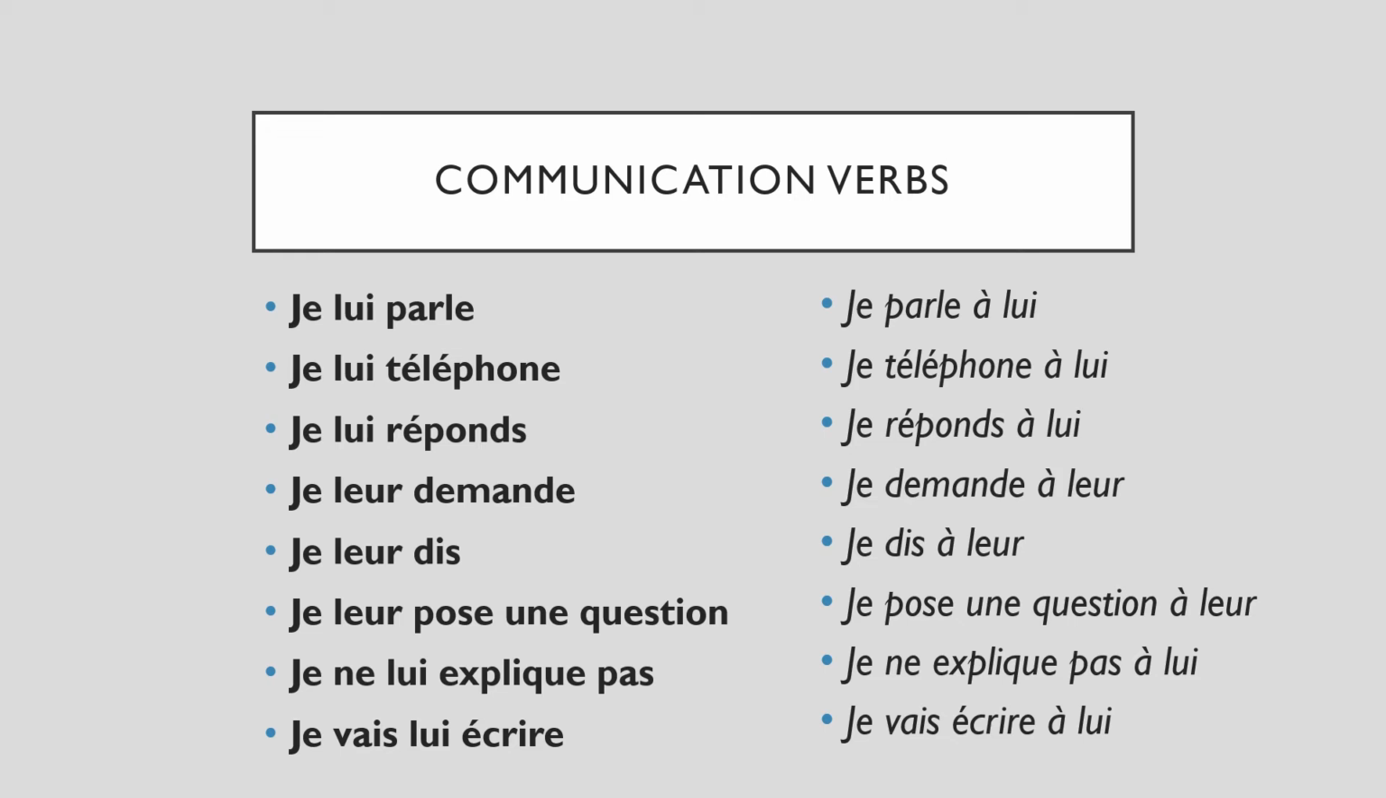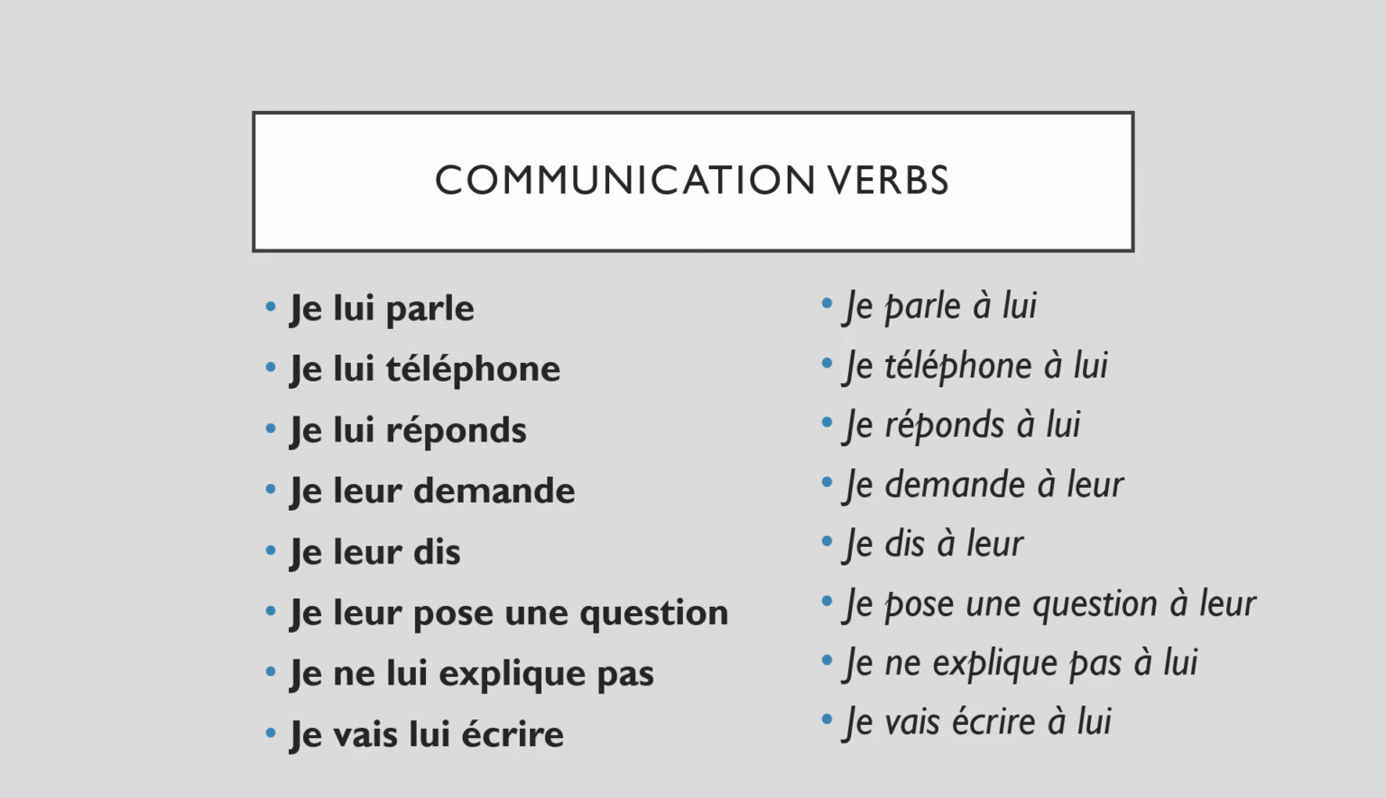That's just to go to show that I can put them in front of the verb with lui et leur, or it goes after the verb, but I've got to use an à. So if your verb is parler à, téléphoner à, répondre à, or anything that has an à after it, typically, that gives you a clue that you're going to need an indirect object pronoun.